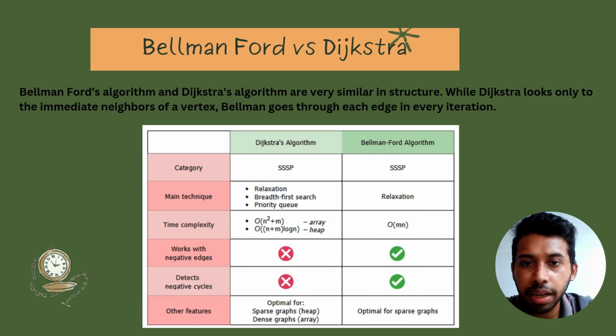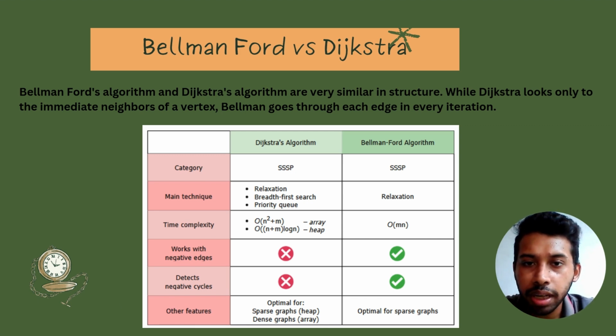Now let's dive into the comparison between Bellman-Ford and Dijkstra's algorithm. While they share similarities, there are some important differences to consider when choosing between them for your specific use case. First one, main technique. Bellman-Ford relies on edge relaxation, where it repeatedly checks all edges and updates distances over V-1 iterations. Dijkstra, on the other hand, uses a greedy approach where it always selects the closest vertex based on its current distance. Second one, time complexity.